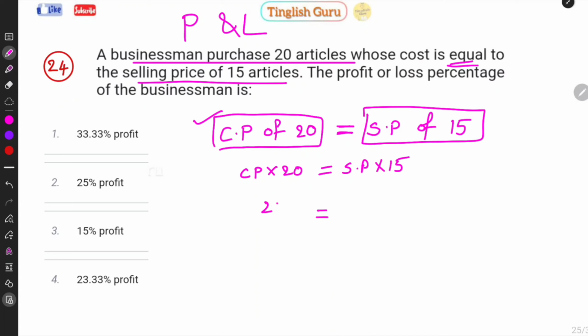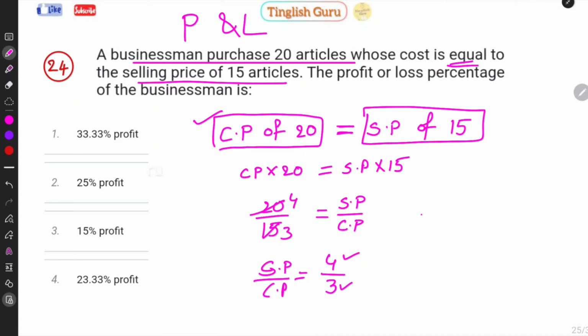Now 20 divided by 15 is equal to SP divided by CP. I hope you understand. Next, 5 4s are 20, 5 3s are 15. What we are getting at the end? Selling price divided by cost price is equal to 4 by 3. So cost price is 3 and selling price is 4. Then there is definitely profit. And what is that profit value? 4 by 3 means the profit will be 4 minus 3 divided by 3, nothing but numerator minus denominator divided by denominator, that is equal to 1 by 3.